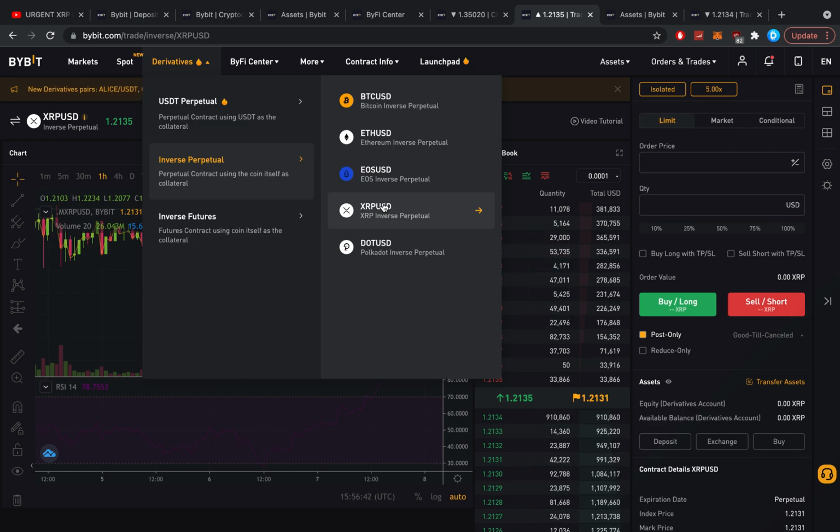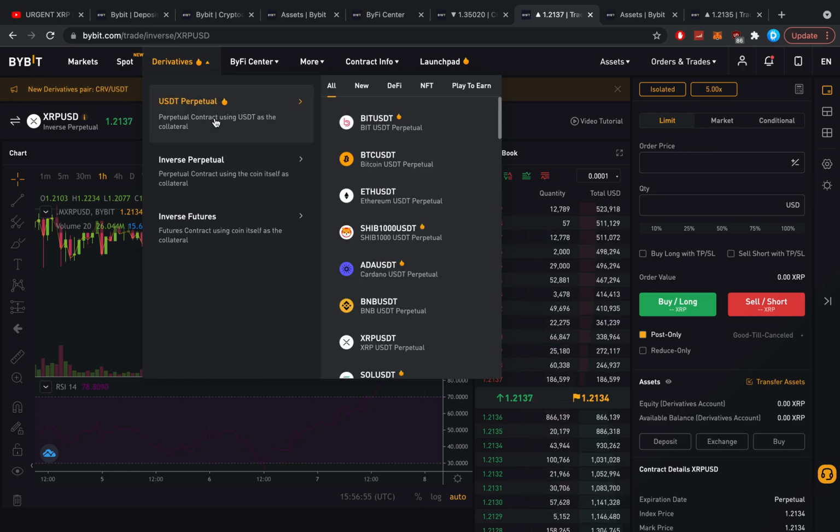So let's say you actually have to use XRP to buy this. Or with Polkadot, you actually have to use Polkadot to buy this. With Ethereum, you actually have to use Ethereum to buy this. But that also means that if you made a good trade, you actually get paid in Ethereum instead of dollars like on a lot of other platforms out there.